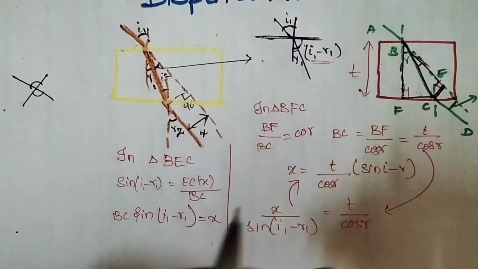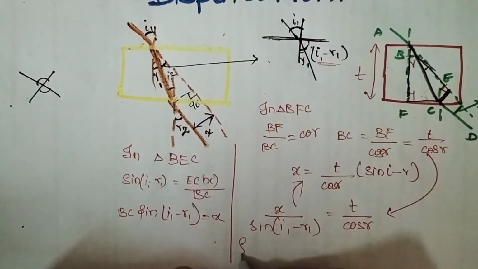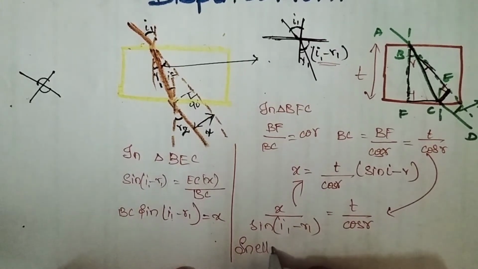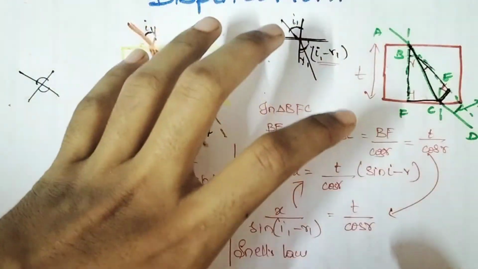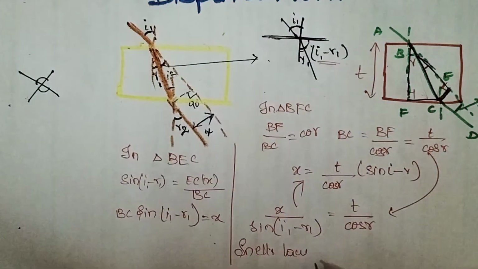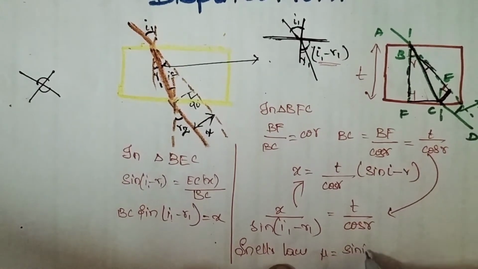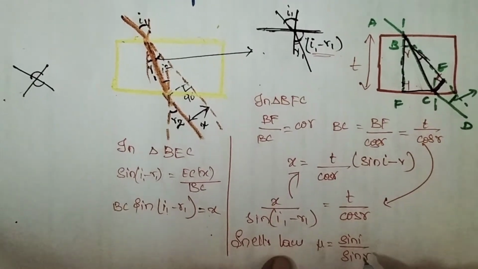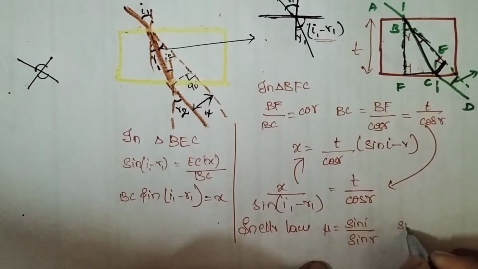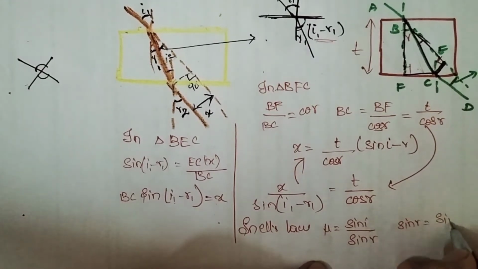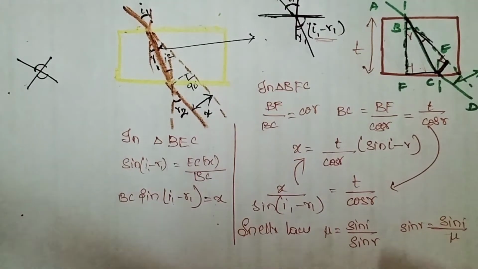Okay, children? Next is from Snell's law. What is Snell's law? We know the refraction is totally connected with Snell's law. Nu, the refractive index, is sine i by sine r. Correct, children? Now, sine r can be written as sine i by nu. Correct? Now, keep this as it is.